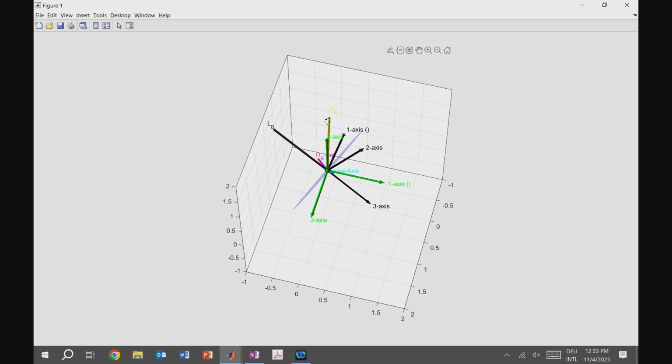Where you can see that this vector is basically creating a cone around the angular momentum vector.